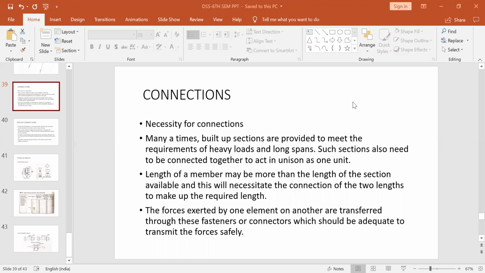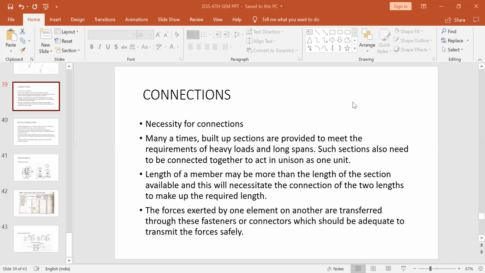That is, on an I section, you might require some additional plates, or another I section, depending on the load that you will design. So if more sections are required, or if it is a built-up section, that is an I section with 1 or 2 cover plates on its flanges, then it is required to connect those sections.